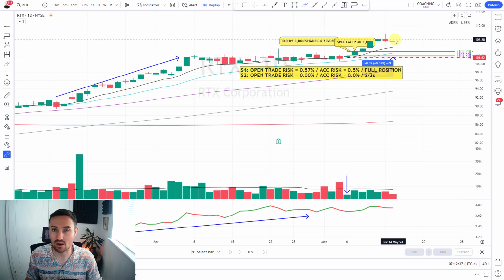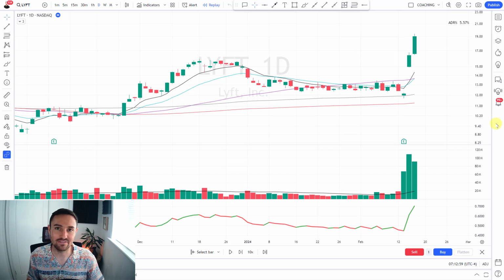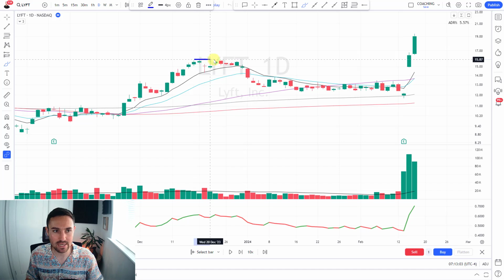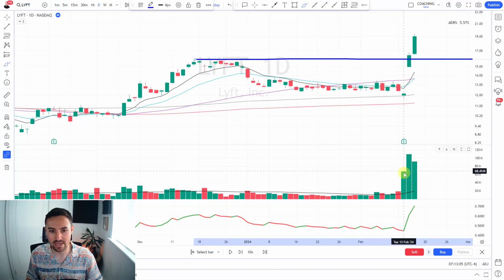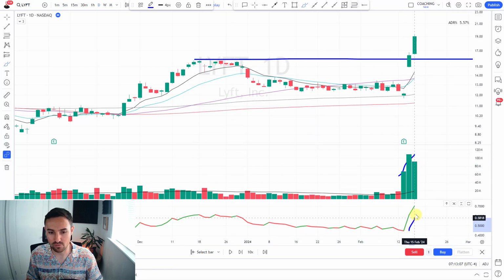So now we'll go into the last one, which is LYFT. Okay, so now we're going to go with LYFT, and I'm going to show you a shakeout demand tail. So what do we see with LYFT? Well, we see it comes out of a decent sized base here. Look at the volume coming through. Huge volume, big uptick in the relative strength. This is a really good reaction.